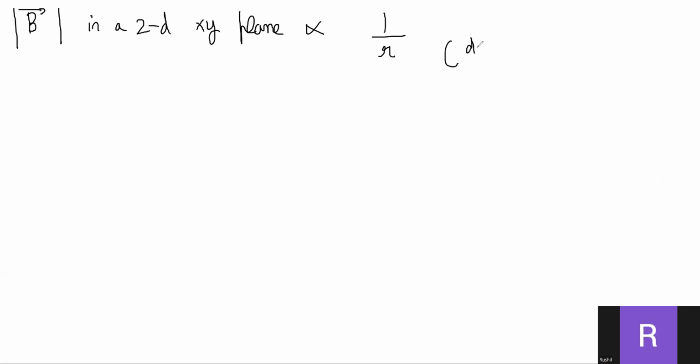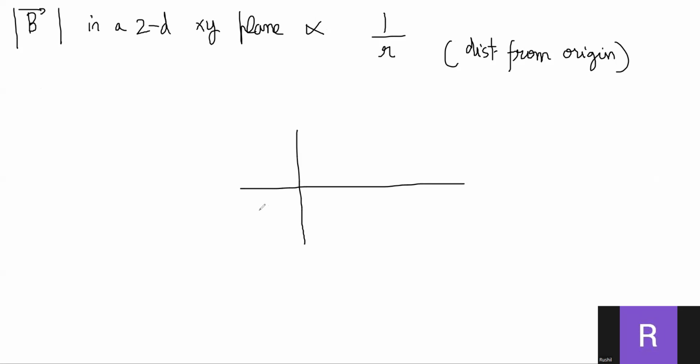Okay. The question is: magnitude of field in a two-dimensional XY plane is inversely proportional to distance from origin, and a field at any point P has magnitude given by B equals K by R, where K is a positive constant. Wire carrying current I is laid in XY plane with its ends at point A (minus 1, 1) and point B at (1, 3). Then the force on the wire AB is.